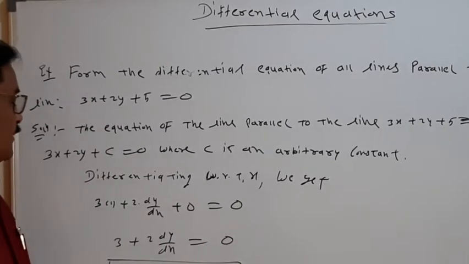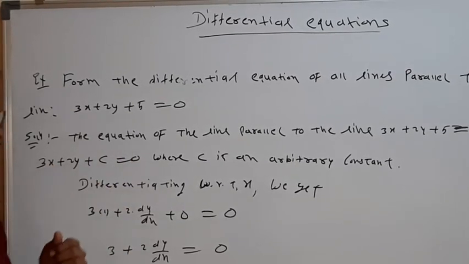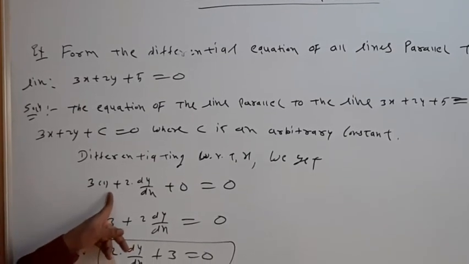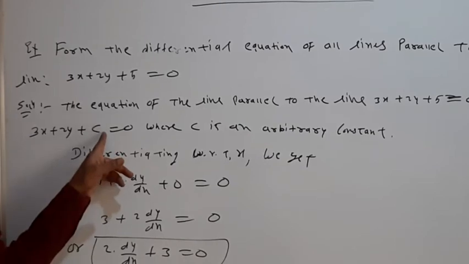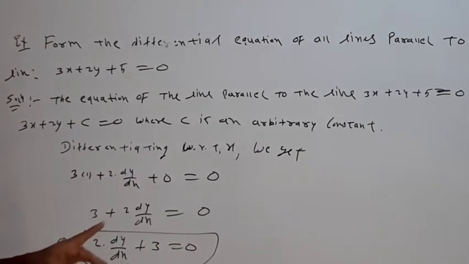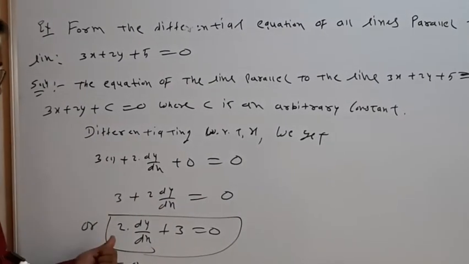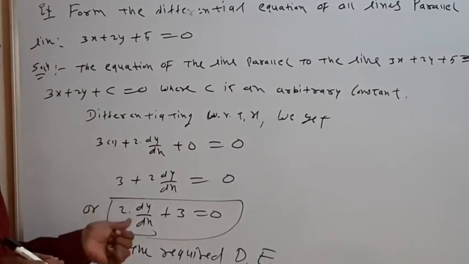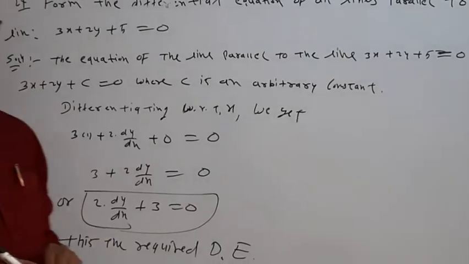We differentiate this equation. 3x plus 2y plus c is equal to 0. This is 3 into the derivative of x, which is 1, plus 2 into the derivative of y, dy by dx, and the derivative of the constant term is 0, is equal to 0. That is 3 plus 2 into dy by dx is equal to 0. Now this can be written as 2 into dy by dx plus 3 is equal to 0. This is the required differential equation. This is the formation of the differential equation.